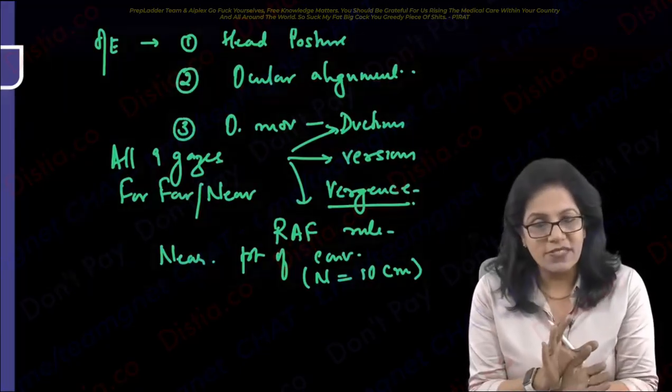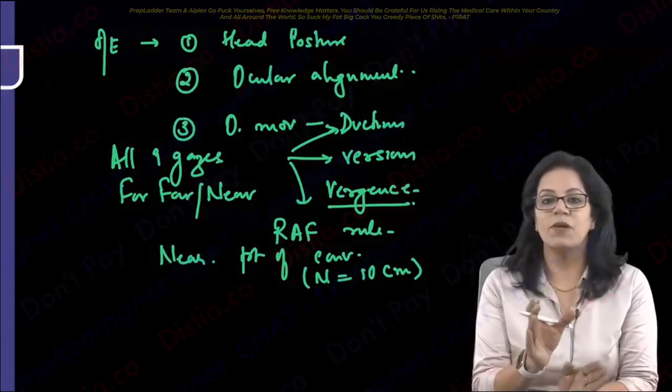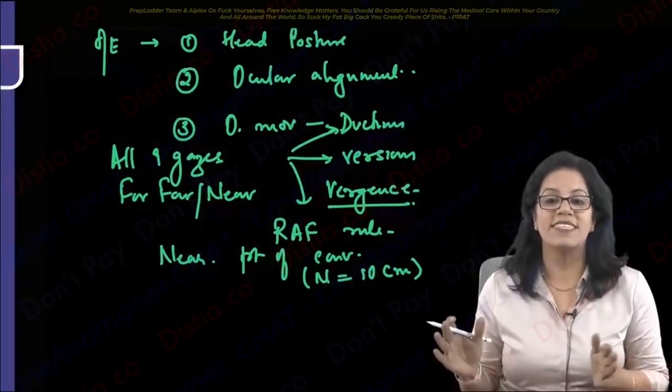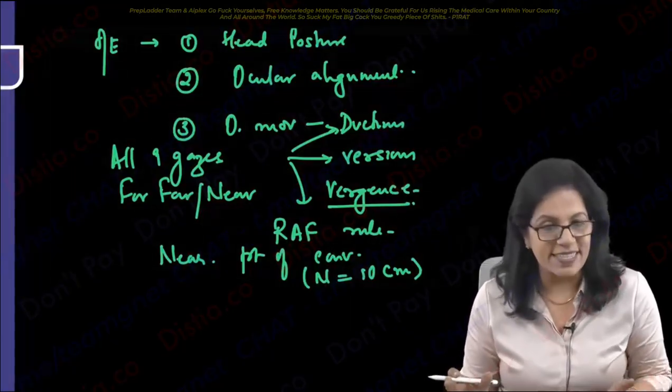Anyway, so we have checked whether the ocular alignment is normal or not normal. We are saying we are checking the ocular movements, which will give us the idea what type of squint it is.